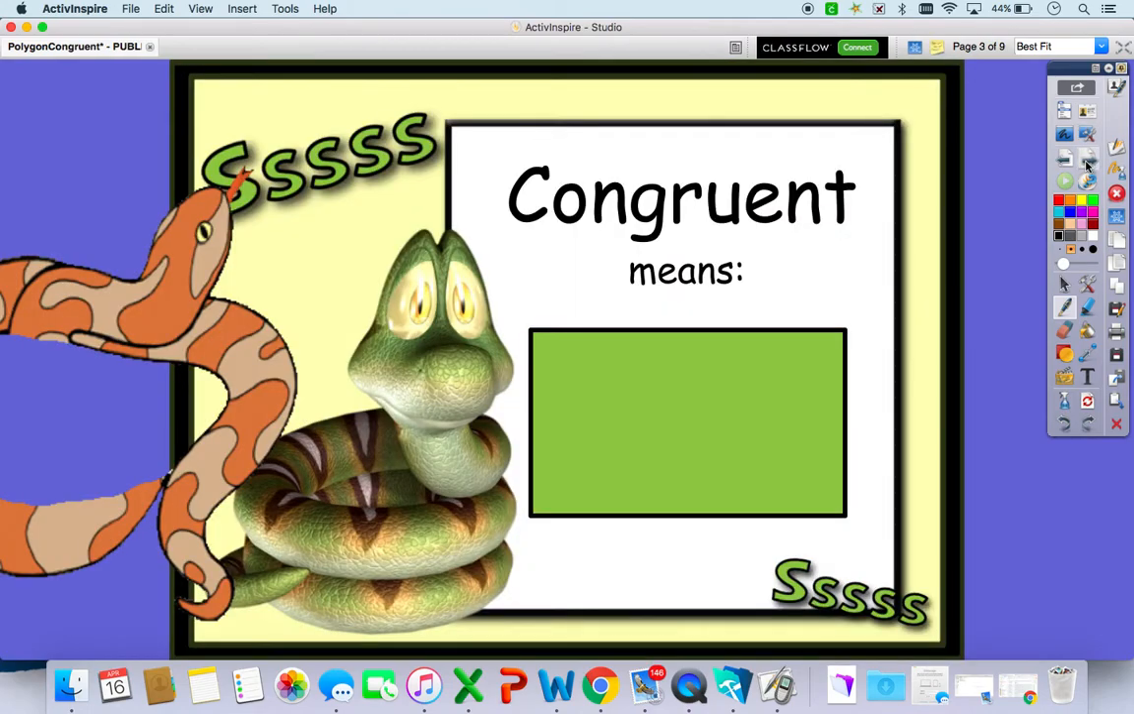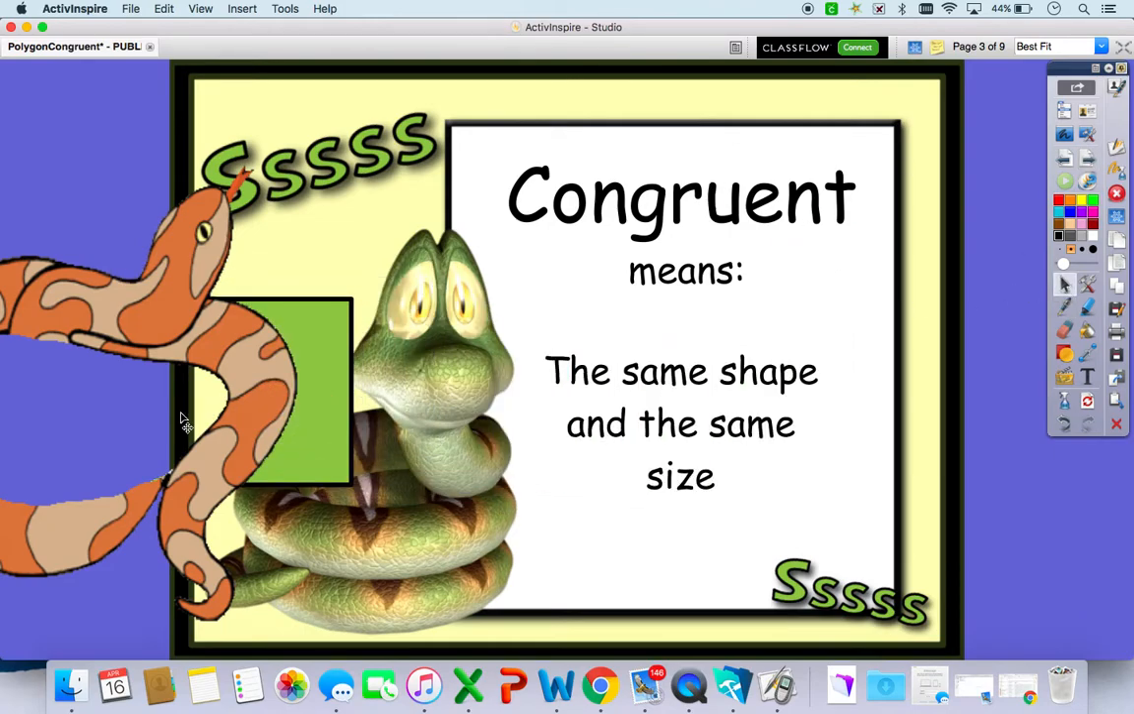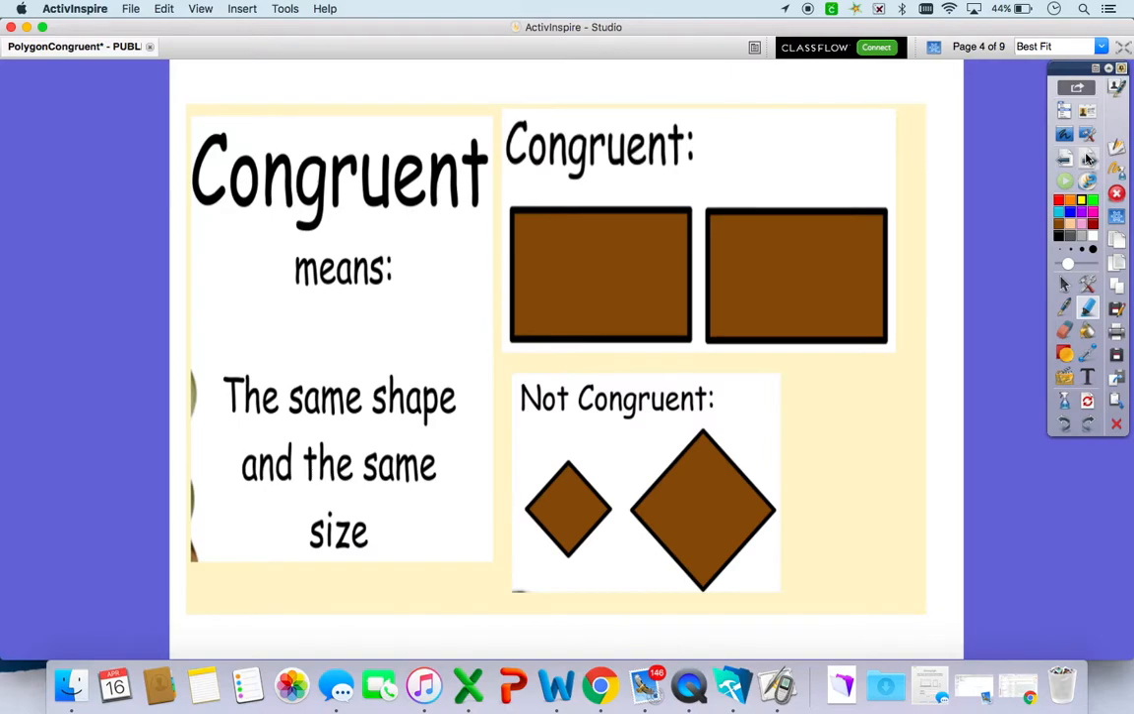Now let's take a look and review what congruent means. Congruent means the same shape and the same size. So if something is congruent, it has to be the same shape and it has to be the same size. Same shape, same size. Let's look at some examples.